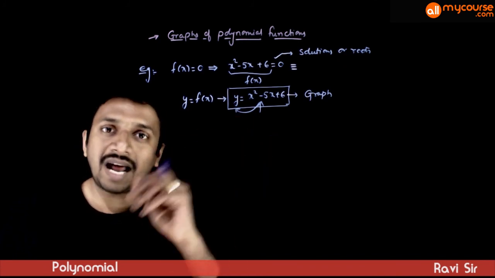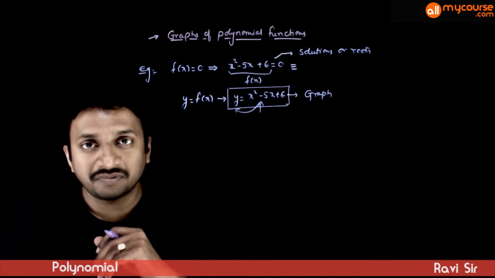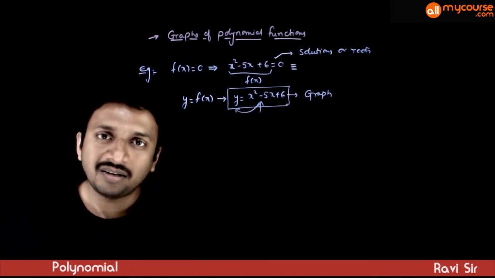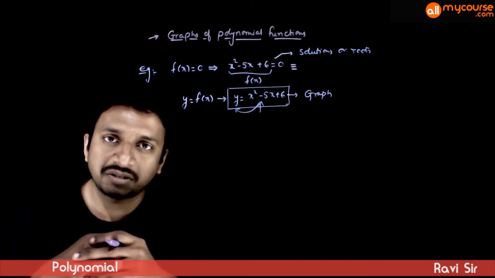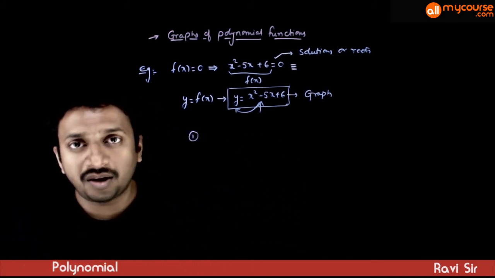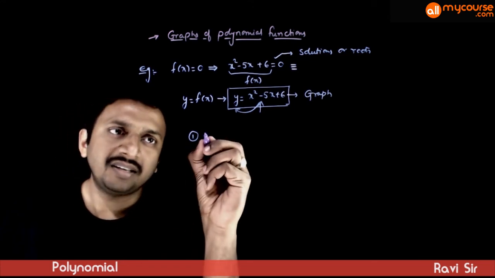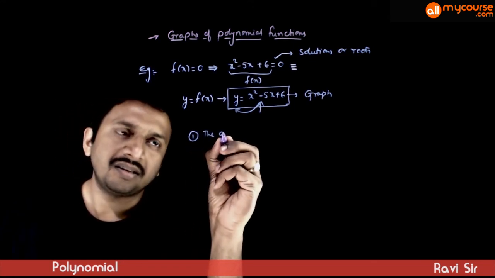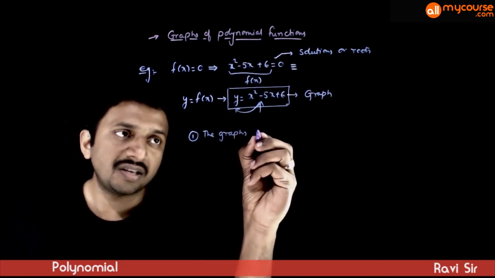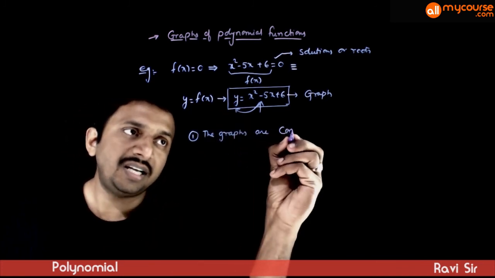Now if you draw the graph of this polynomial function, this is an example of a polynomial function. This is a quadratic. You can have any degree polynomial function. So one of the first things that you need to observe about polynomial graphs is that the graphs of polynomial functions are continuous.